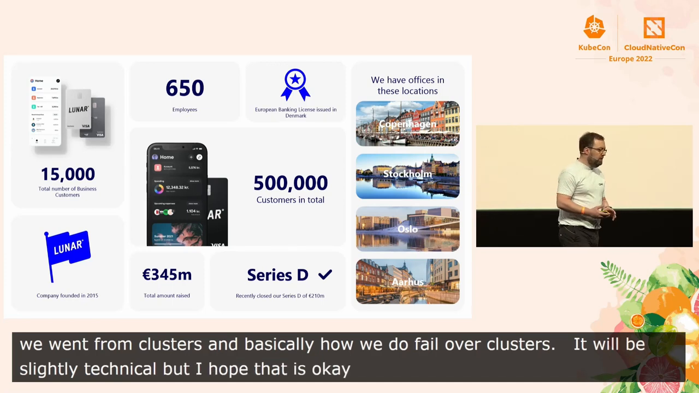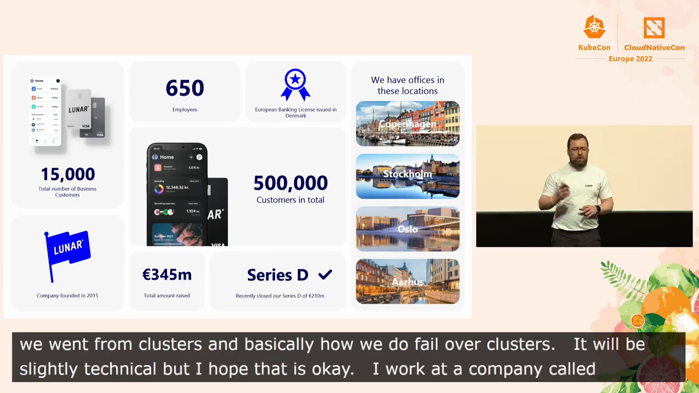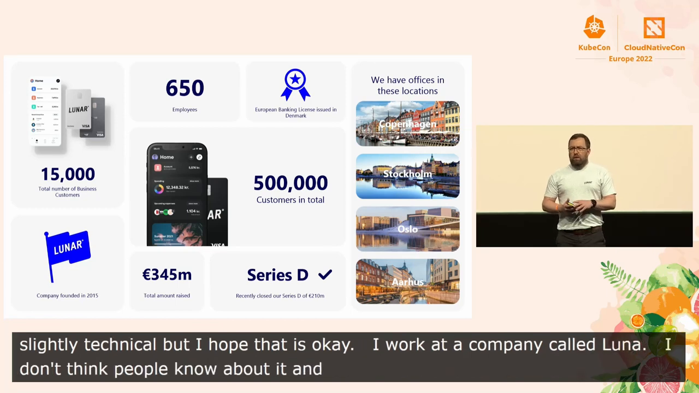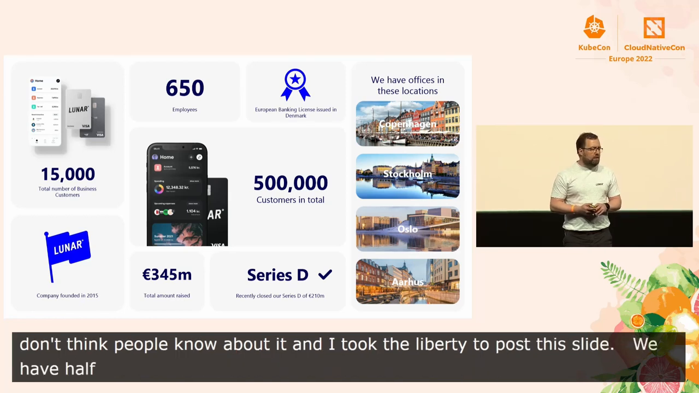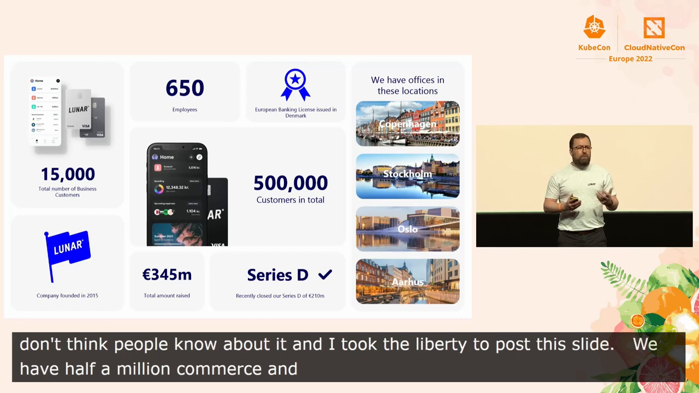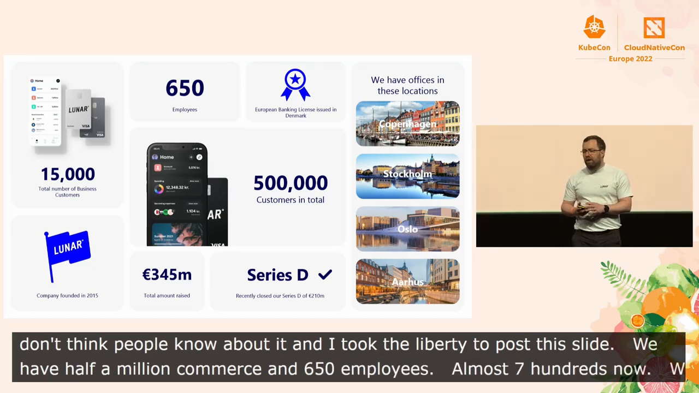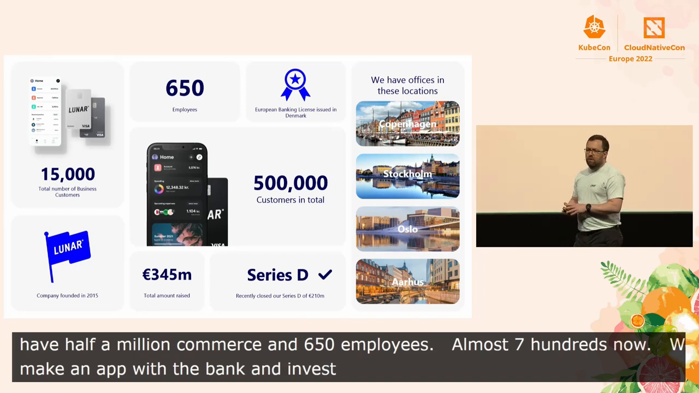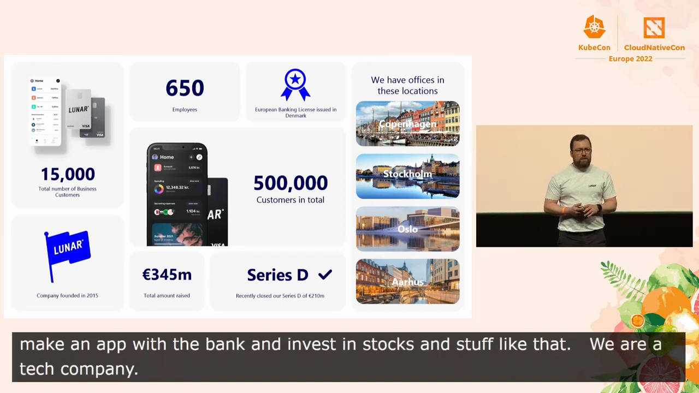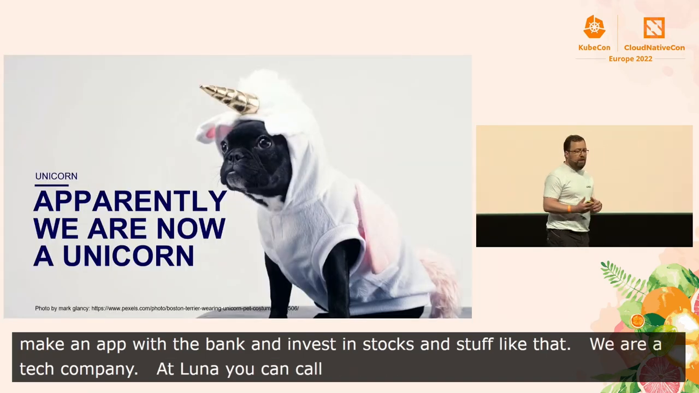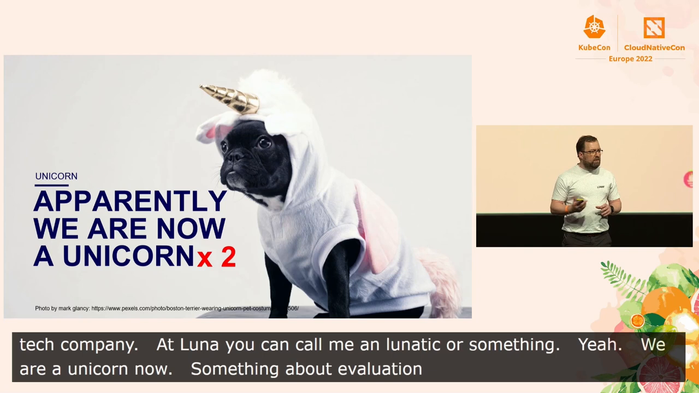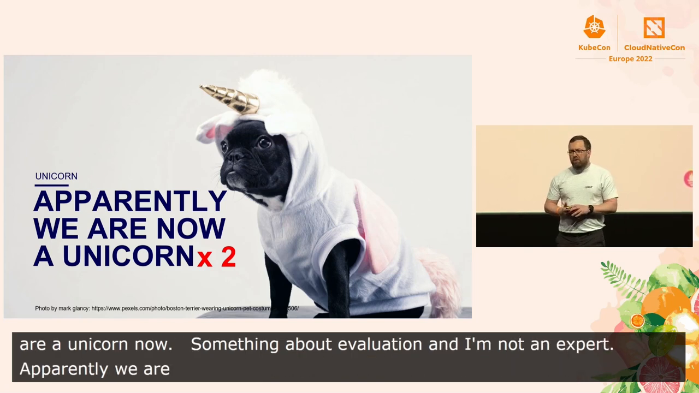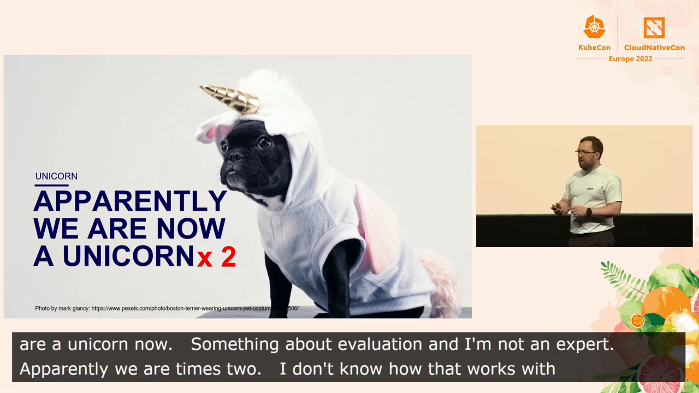I work at a company called Lunar. I don't think many people here know about it, so I took the liberty to post this slide. We have 500,000 customers, 650 employees, almost 700 now. We make an app with a bank, and you can invest in stocks and stuff like that. We are a tech company, so at Lunar, I guess you can call me a Lunar Tech or something. We are apparently a unicorn now. It's something about valuation. I'm not an expert, and apparently we are times two. I don't know how that works with unicorn, but we'll look at that.